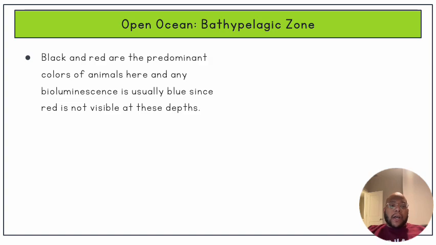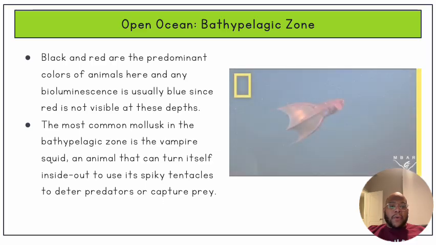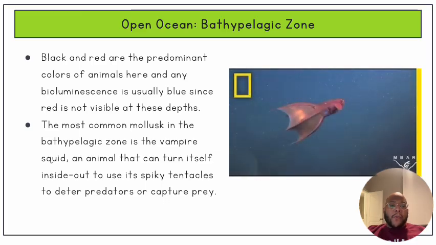Black and red are predominant colors of animals here, and any bioluminescence is usually blue since red is not visible at these depths. The most common mollusk in the bathypelagic zone is the vampire squid, which is an animal that can turn itself inside out and uses spiky tentacles to deter predators or capture prey.